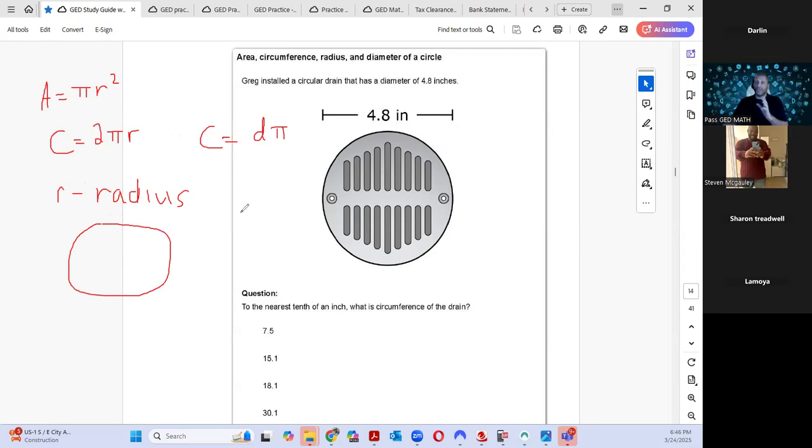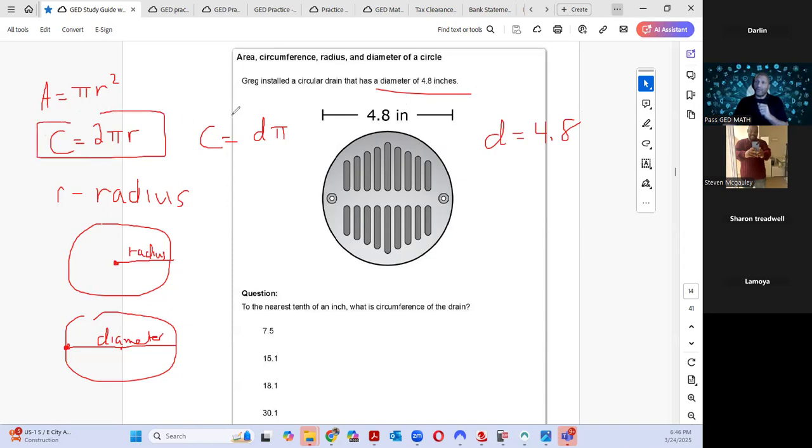4.8. Nope, that's the diameter. The radius is from the center to the edge. The diameter is from one side, through the center, to the other side. That's your diameter. So if they told us our diameter is 4.8, you could use either of these formulas.